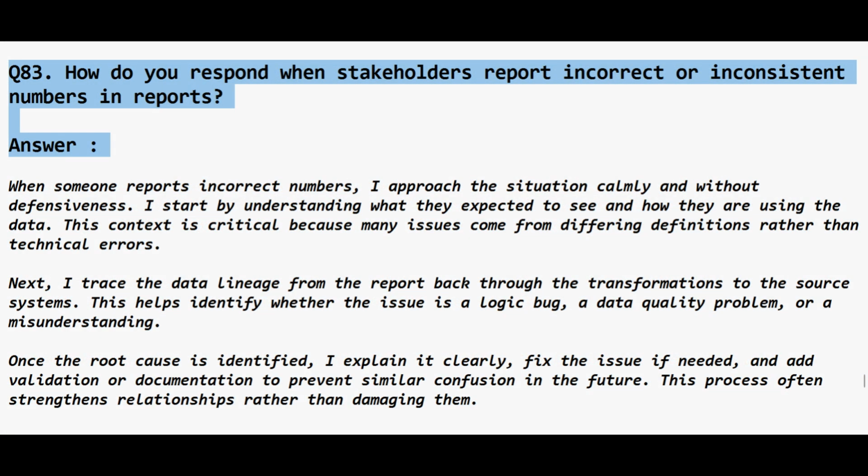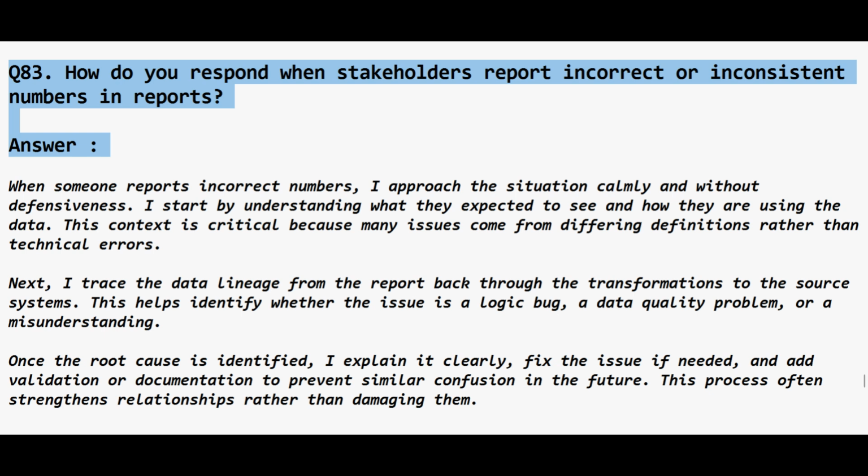Question 83. How do you respond when stakeholders report incorrect or inconsistent numbers in reports? Answer. When someone reports incorrect numbers, I approach the situation calmly and without defensiveness. I start by understanding what they expected to see and how they are using the data. This context is critical because many issues come from differing definitions rather than technical errors.